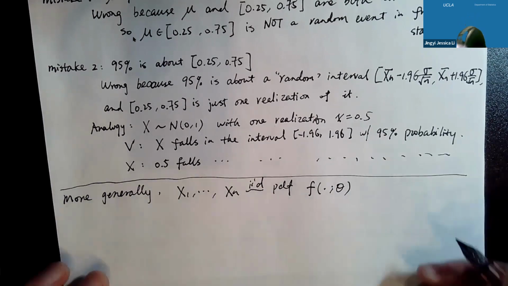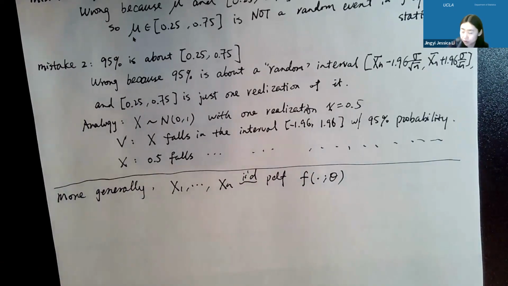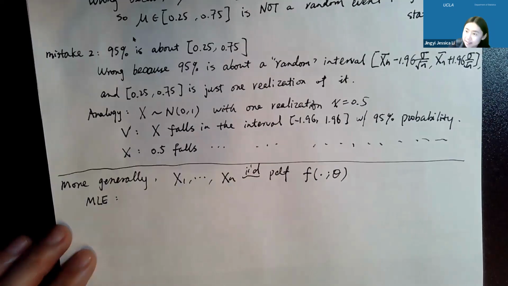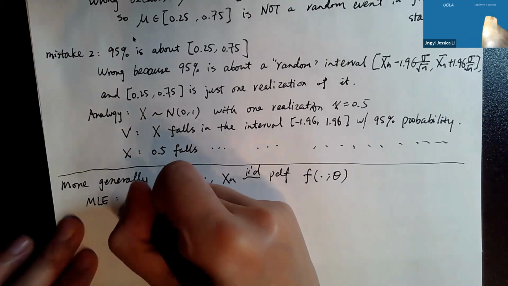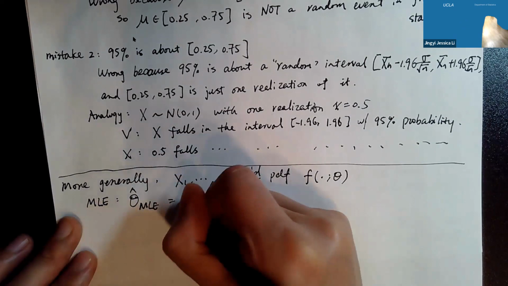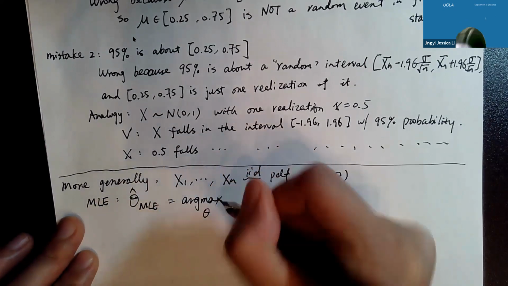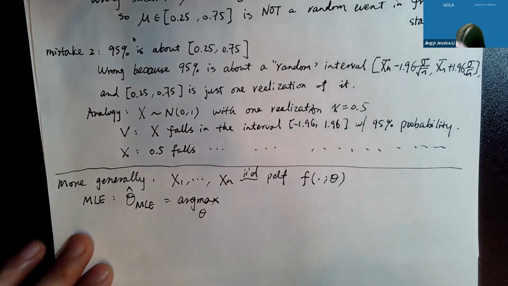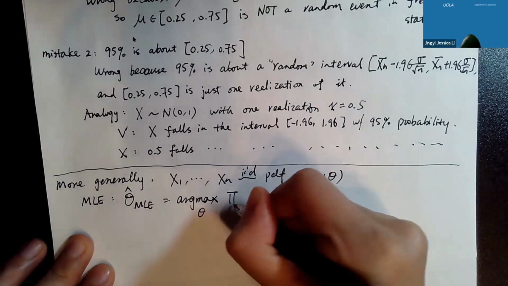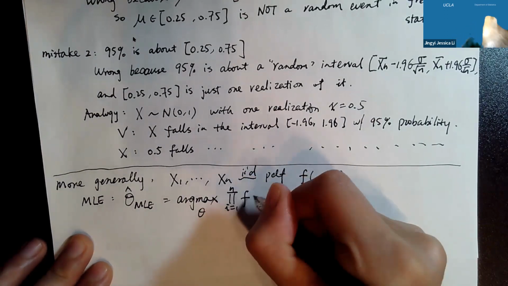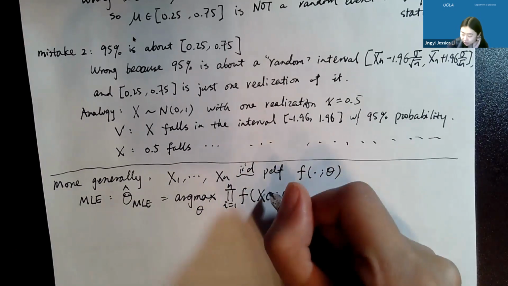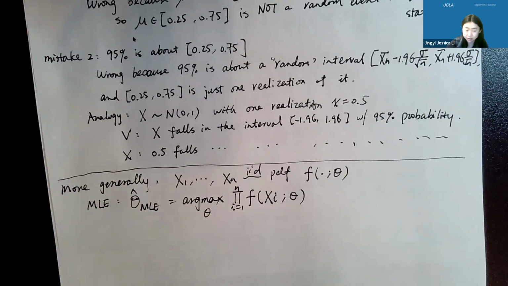So then, just as a quick review of everything we covered, how can we get the MLE? The MLE is basically defined as the maximizer over the possible theta values of this joint density. Because it's IID, I put each xi in, and their product is the joint density of x1 to xn given theta.